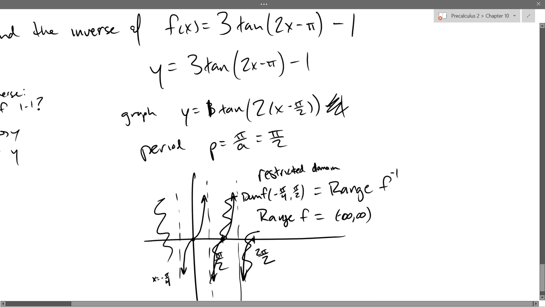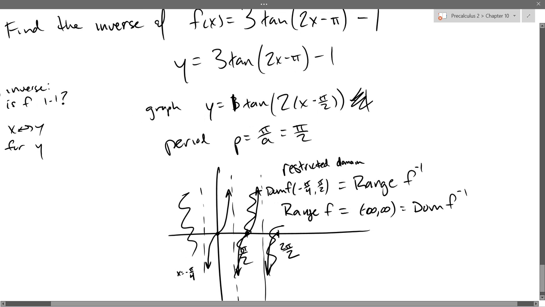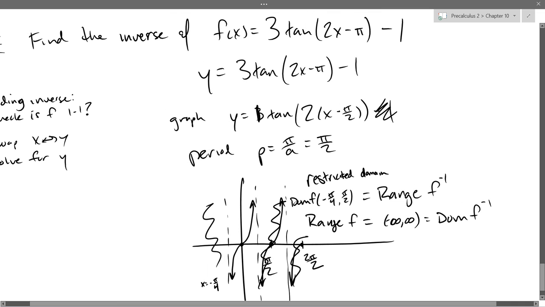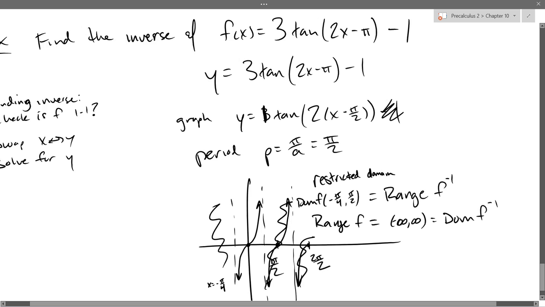And of course, that's the domain of f inverse. So I got the domain and range of the inverse function. And now we're going to do the algebra to invert it. Now this is going to be a little bit tricky. It's going to use what you learned in Precalculus 1 with finding inverses and carefully inverting the trig function.